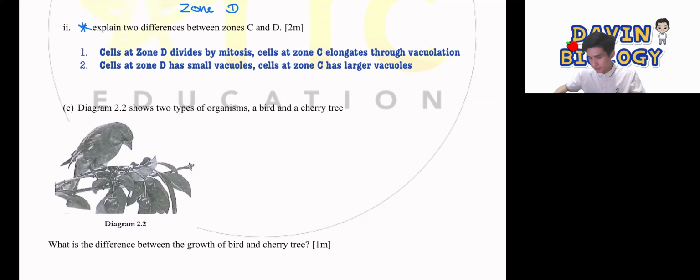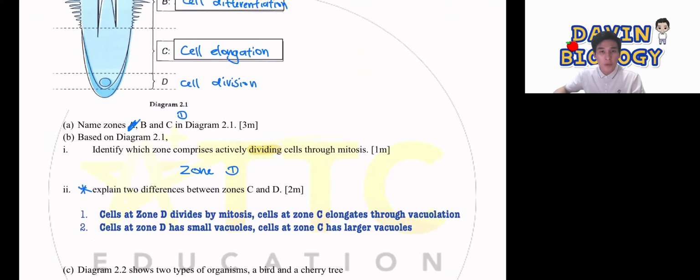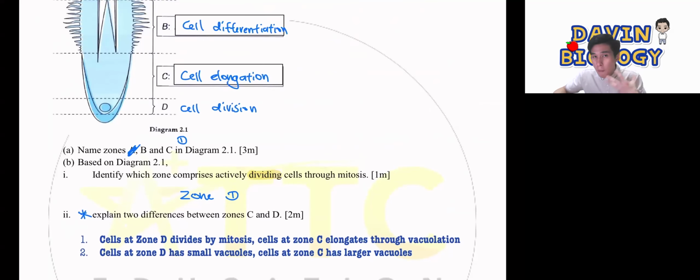Right. Then the next question actually we won't do. This one is a bit ridiculous, so I won't do this one. So these are the basic things you need to know. Compare is also very important. One large vacuole, one small vacuole, very simple.